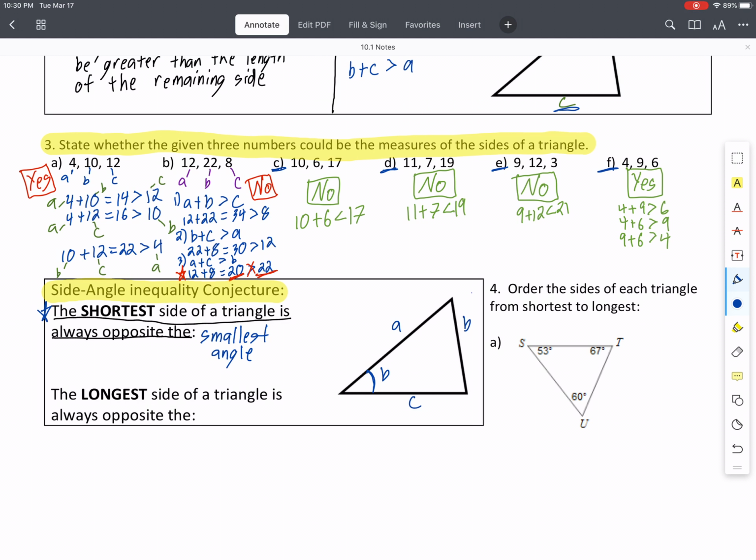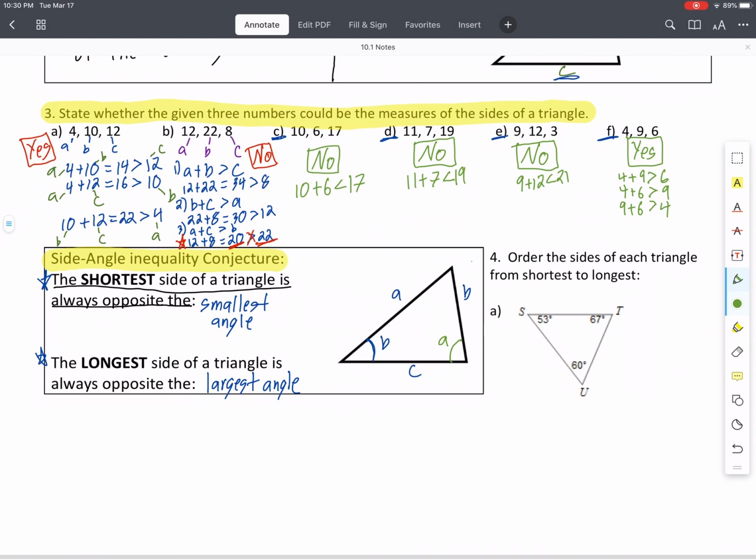Okay, and then likewise, the longest side of a triangle is always opposite of the largest angle. So I'm assuming this one would be B, or A, sorry. So that would mean that A would be the largest one. And then the same thing goes that C would be the middle one. So how we're going to use this conjecture are in problems such as problem 4 here.